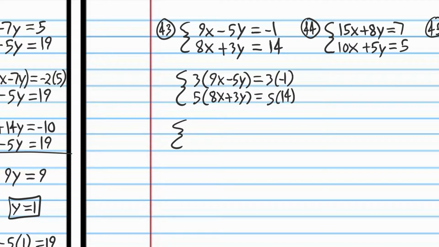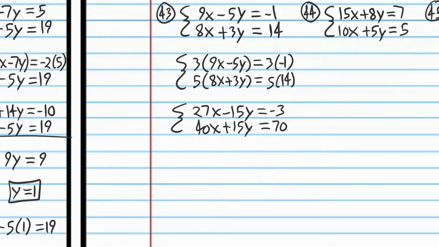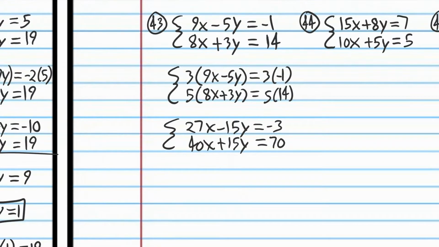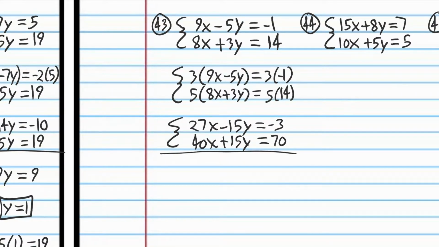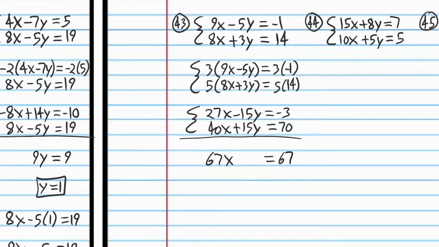Use the distribution property on both equations, on the top equation and on the bottom equation. Do you see the 15s? They're going to cancel out now. Alright, so now we're ready to add them up. We get 67x. Maybe I shouldn't write those x's under there. 67x is equal to 67, it looks like. Divide both sides by 67 and we end up with x is equal to 1.